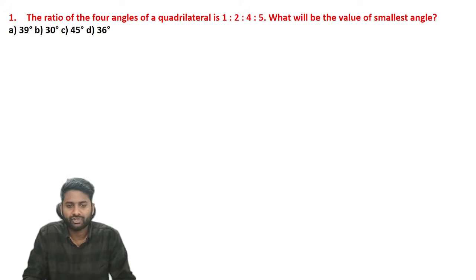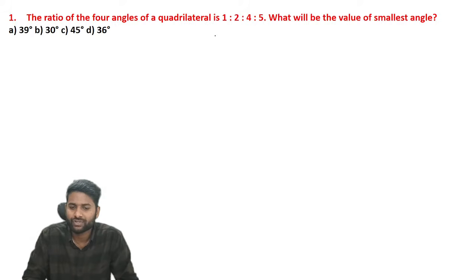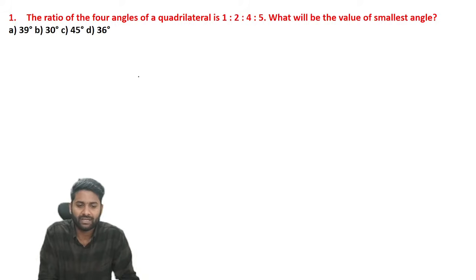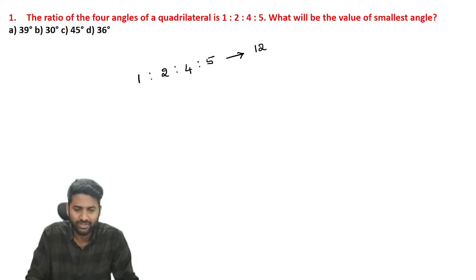The ratio of the four angles of a quadrilateral is 1 is to 2 is to 4 is to 5. What is the value of the smallest angle? They clearly mention the ratio of the angles 1, 2, 4, 5. The sum of all these angles is exactly 12 units. Out of 12 units, the smallest angle is 1.